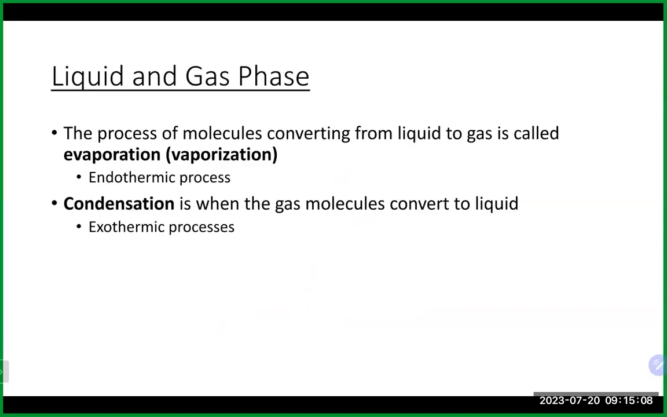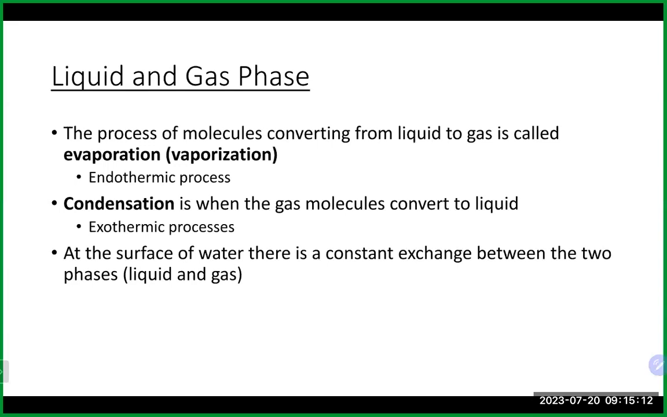Now, when we talk about phase changes, the process of going from liquid to gas is called evaporation or vaporization. And that is an endothermic process. You need to put in heat and energy to do that. That allows the liquid molecules to gain enough energy to get away from each other and go into the gas phase. Condensation is the opposite, where we take those gas molecules and remove energy. So that's an exothermic process.